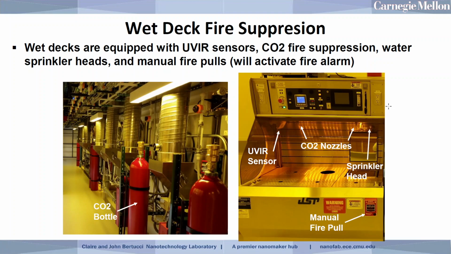We talked a little bit about the fire suppression system already, but just to review, these big red bottles in the chase are CO2. We have nozzles inside the bench for CO2. The UVIR sensor is looking for a spark or a flame in order to trigger the fire suppression system. And just realize that the manual fire pull station on the bench here will also activate the fire alarm, so it's tied into the building fire alarm system.